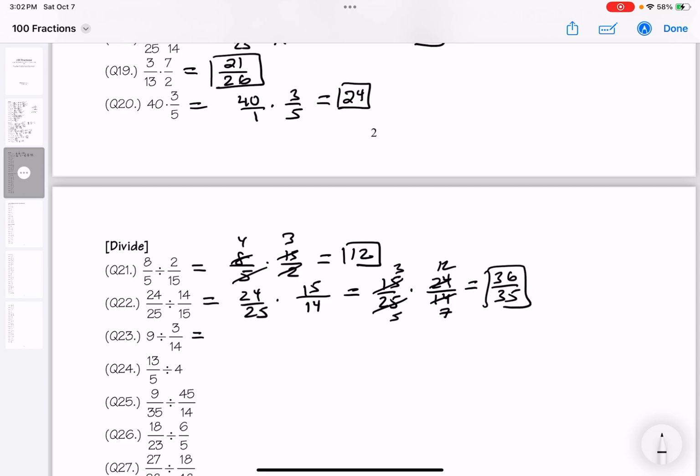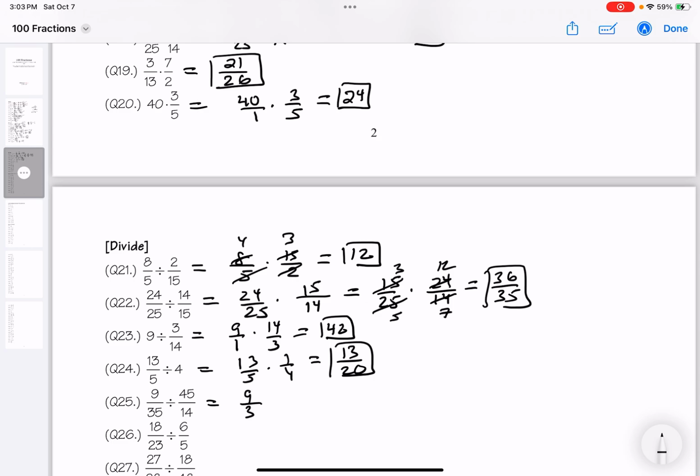Let's do this one over here. I'm going to write the 9 as 9 over 1 times the reciprocal of 3/14, which is 14 thirds. What do I notice about this over here? 3 does go into 9 3 times, and 3 times 14 is 42. What's this one over here? 13 fifths times 1/4. Not much I can do about that. 13 times 1 is 13. 5 times 4 is 20. It's a proper fraction. Put this one down.